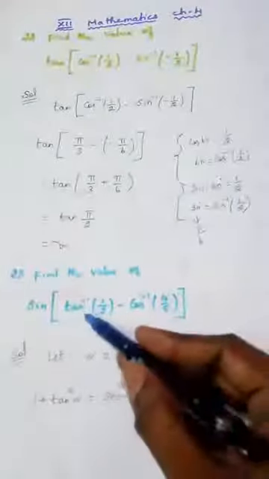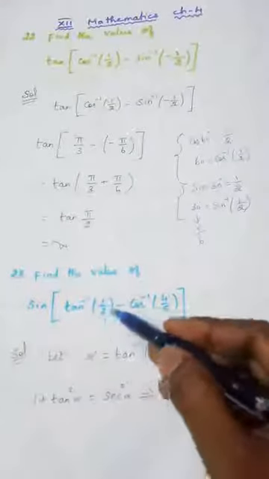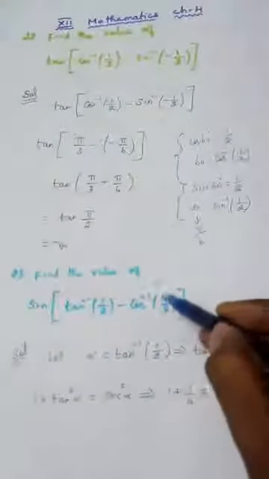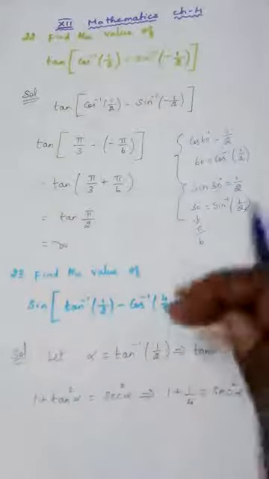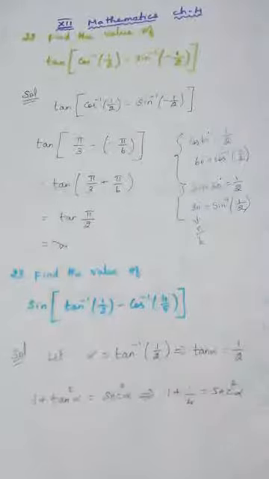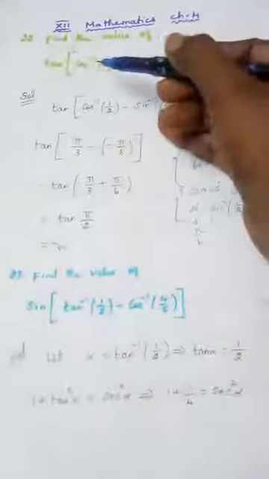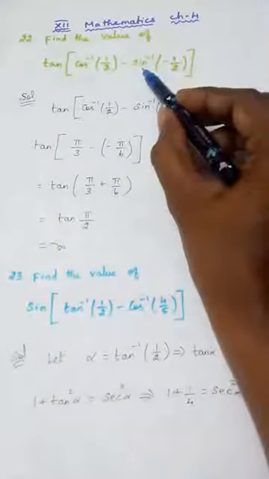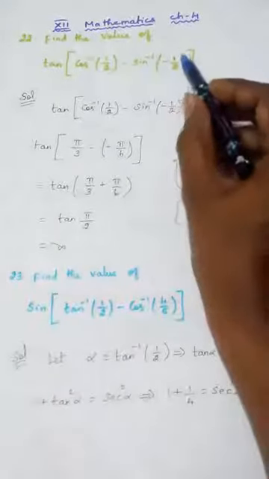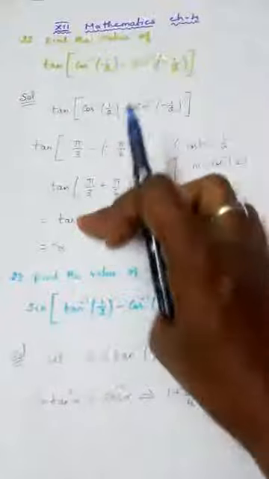Yes or no? In the tan table we don't have the value 1 by 2. In the cos table we don't have the value 4 by 5. So if it is given like this, then we will follow this method. But here that is not the case. We are having the value for cos inverse 1 by 2. We are having the value for sine inverse minus 1 by 2. So we are easily applying it.